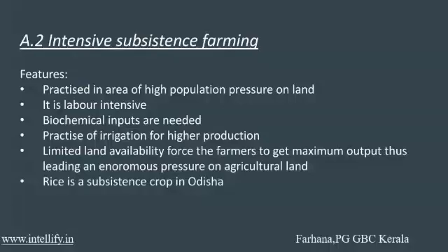Next, the main important point of intensive farming is that there occurs enormous pressure on agricultural land, which means farmers are having limited land and they have also no other source of livelihood, so that they are forced to get maximum output from the limited availability of land, thus causing large pressure on agricultural land. Subsistence crop may differ from place to place. Example, rice is a subsistence crop in Odisha, while in Punjab and Haryana it is a commercial crop.